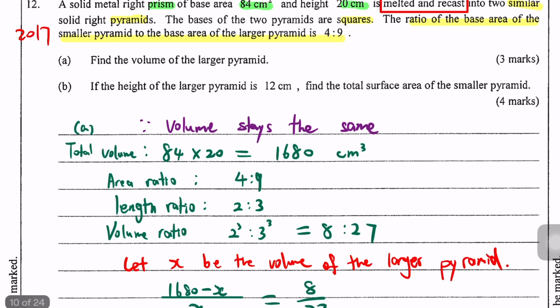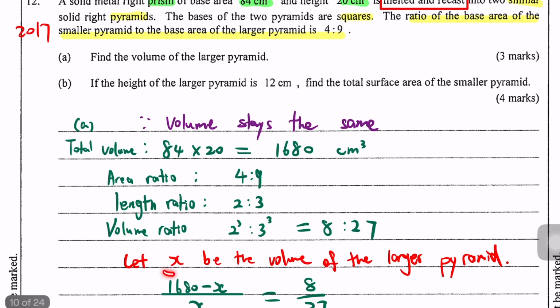So we let the unknown x be the volume of the largest pyramid, so that you can find the smaller one by using the total minus the largest one, and then over the largest one. So this one will be the smaller one, right? Smaller one over the larger one will equal this ratio.